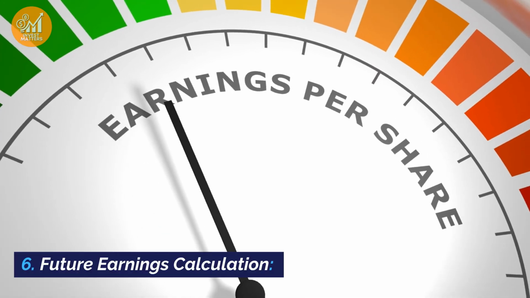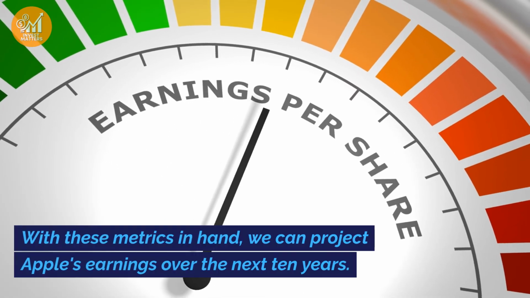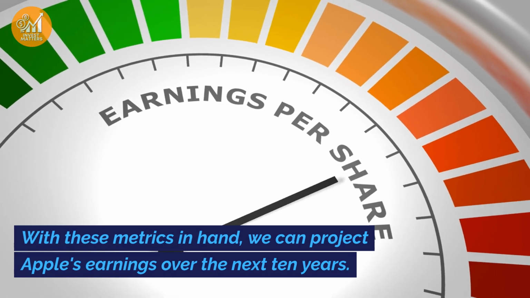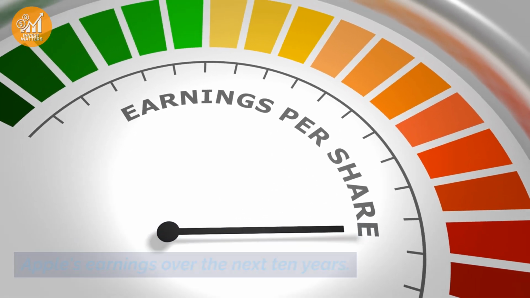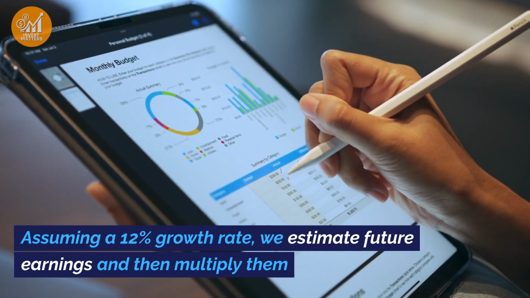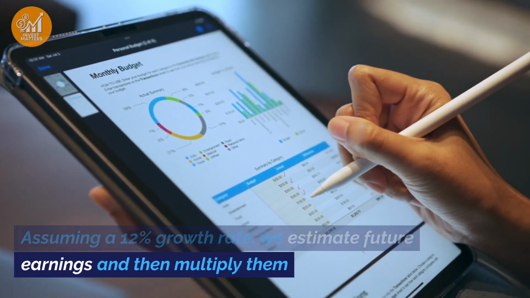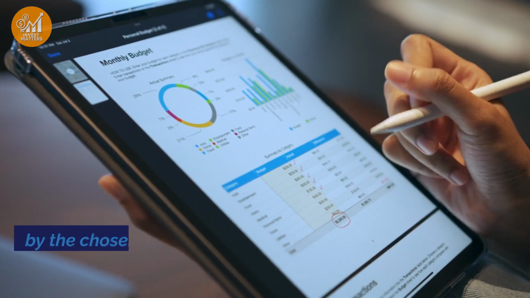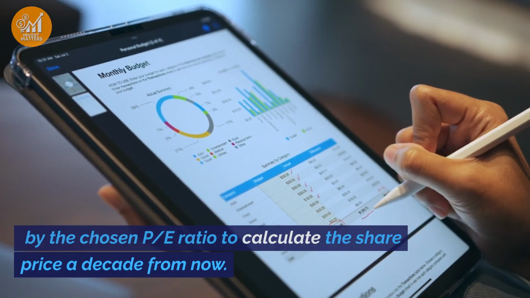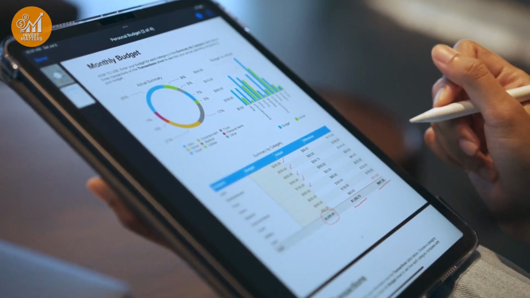6. Future earnings calculation. With these metrics in hand, we can project Apple's earnings over the next 10 years. Assuming a 12% growth rate, we estimate future earnings and then multiply them by the chosen PE ratio to calculate the share price a decade from now.